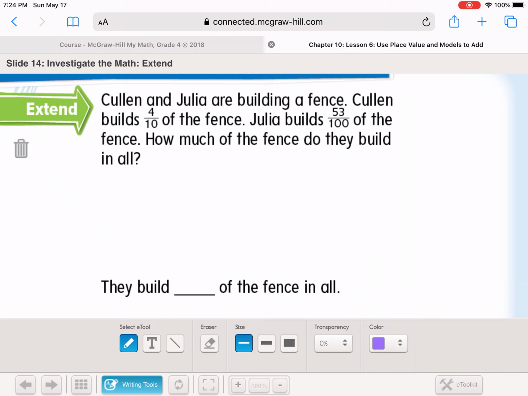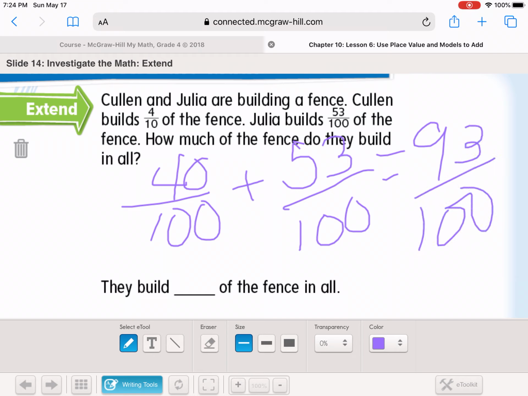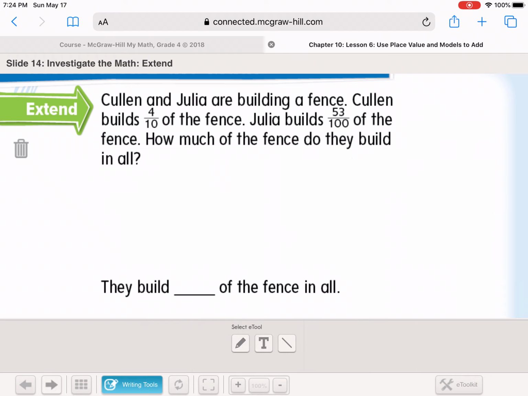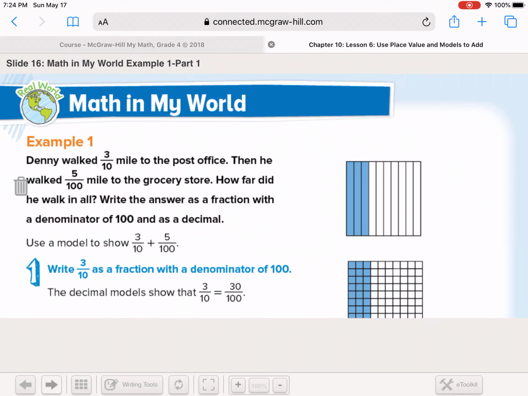Cullen and Julia are building a fence. Cullen builds 4/10 of the fence. Julia builds 53 hundredths of the fence. How much of the fence do they build in all? Remember, you're going to change your 4/10 to 40 hundredths. Now you can add them because they have the same denominator, which equals 93 out of 100. 93 hundredths of the fence in all. So they almost painted the whole thing.